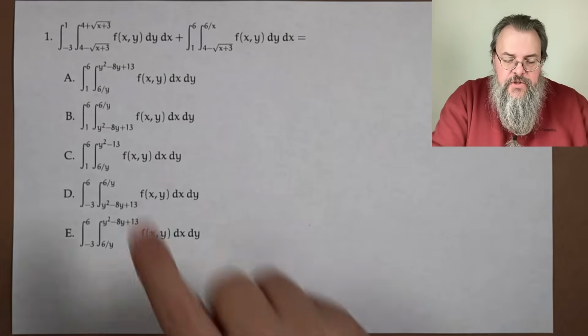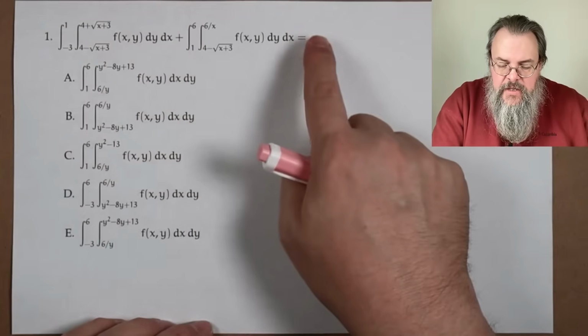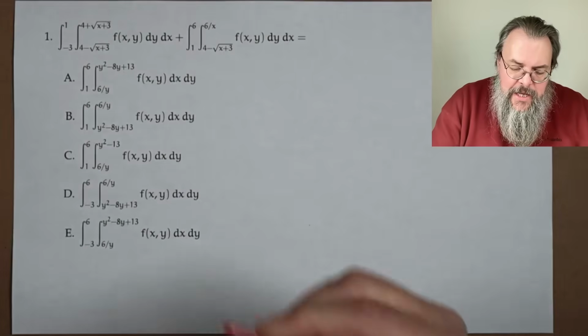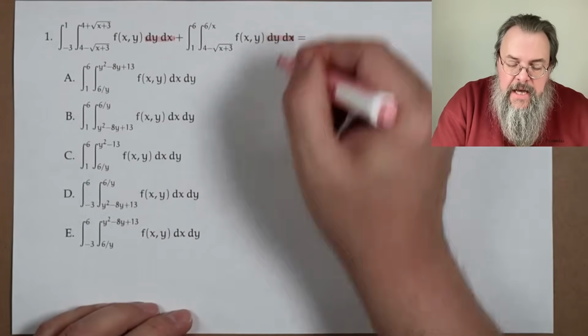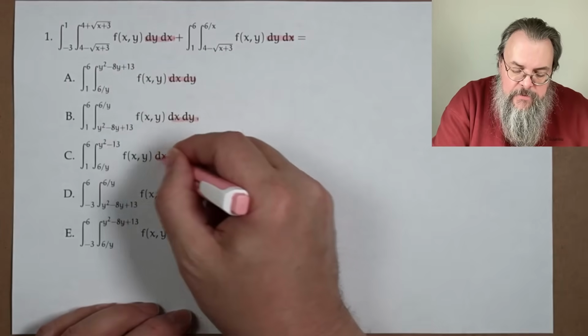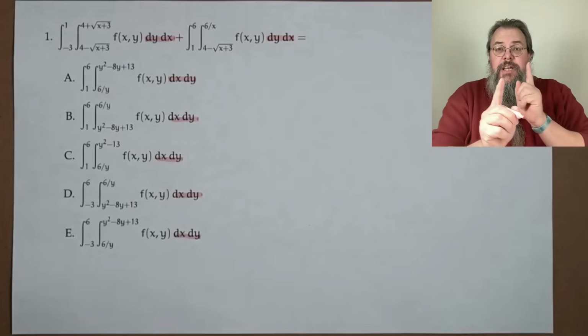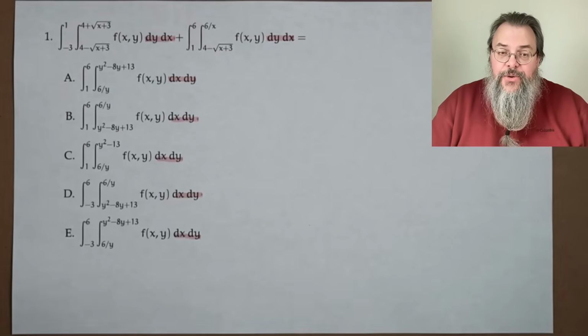What do we have? We have two integrals that we're adding together, and we're told that they're equal to one of these. But if you look a little closer, in our original integrals we have the order dy dx, but in these integrals here, they all have order dx dy. So we're changing the order of integration. So this is about changing order of integration. It's a very common problem.